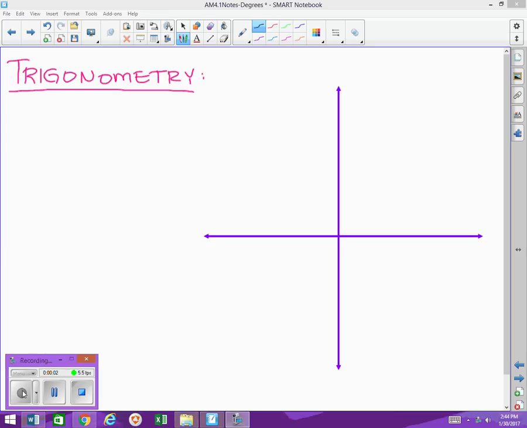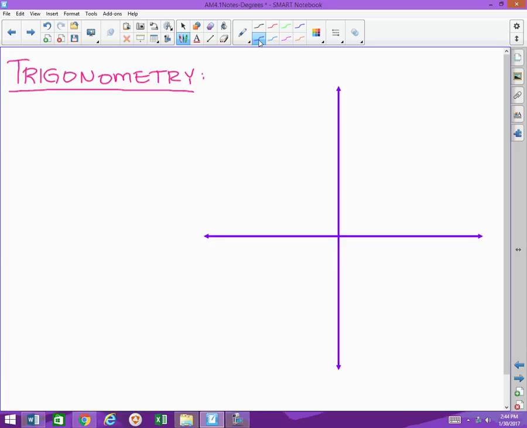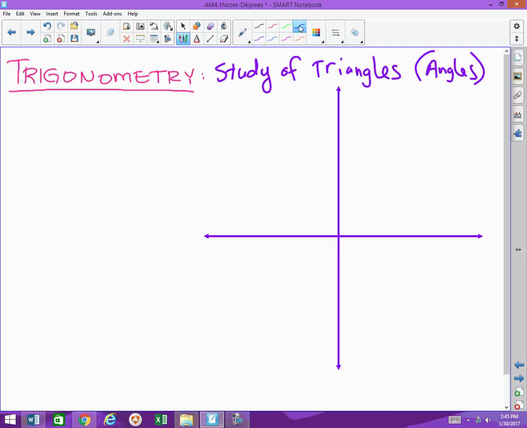Chapter 4 deals with trigonometry and the functions of trigonometry. Well, trigonometry is the study of angles and triangles. And so first off, an angle looks like that. That's one thing.